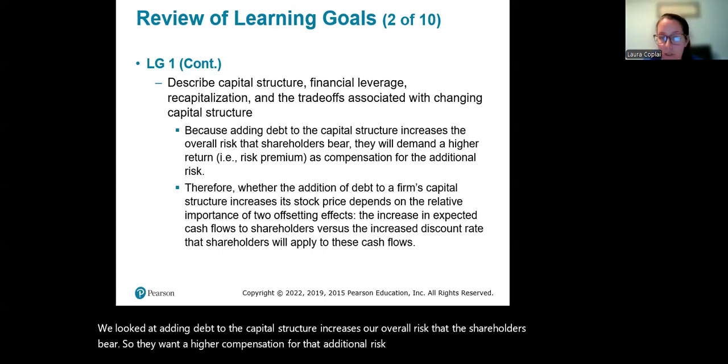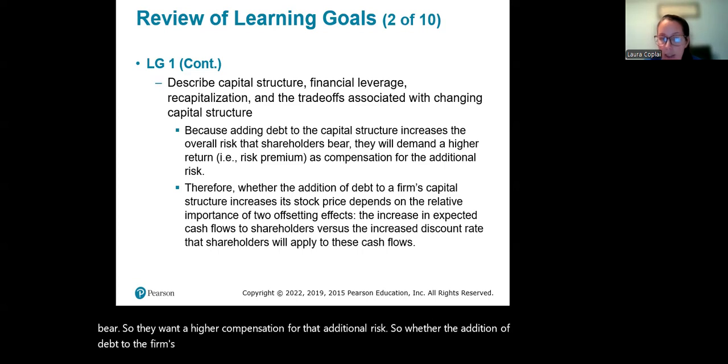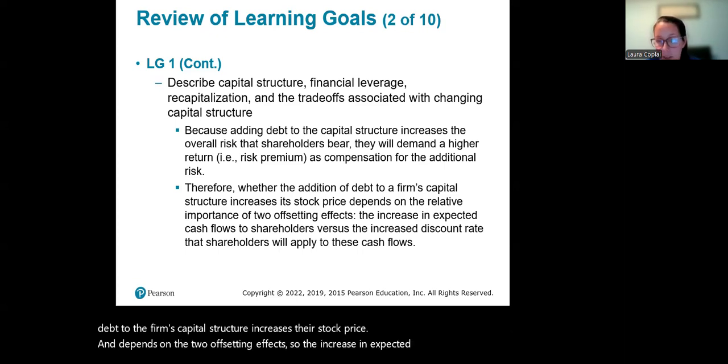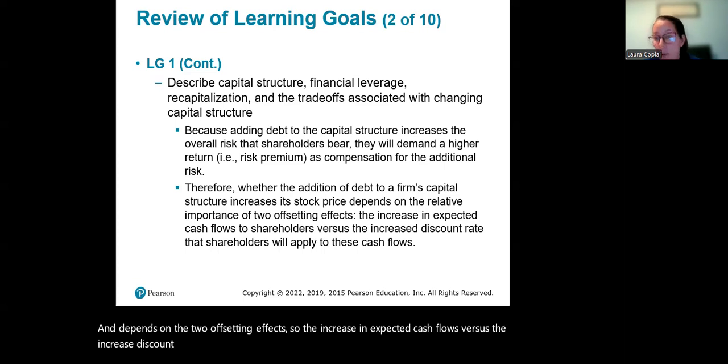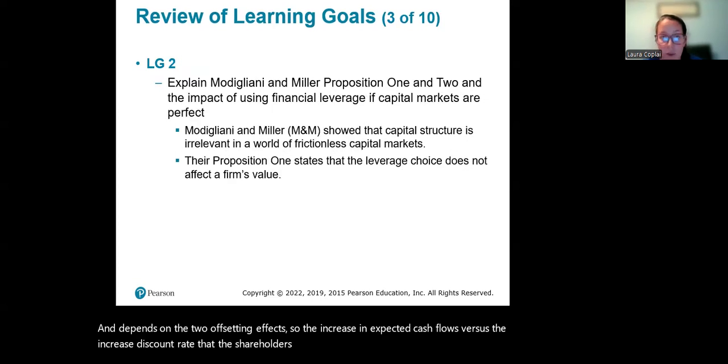So whether the addition of debt to the firm's capital structure increases their stock price depends on two offsetting effects: the increase in expected cash flows versus the increased discount rate that the shareholders are applying to those cash flows. We looked at the M&M propositions 1 and 2 and the impact that they have on frictionless capital markets.